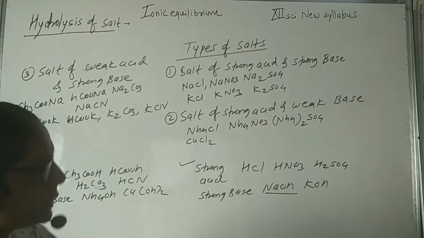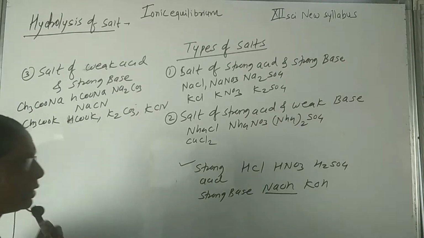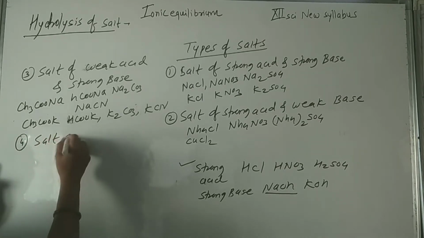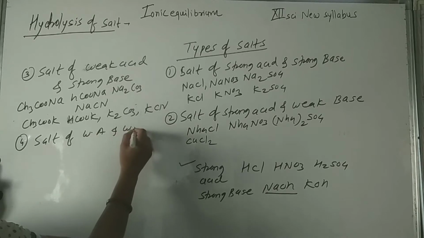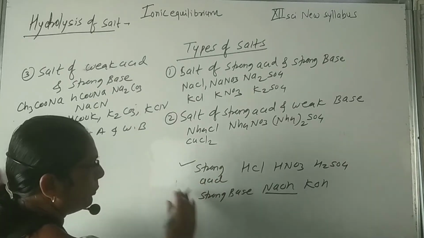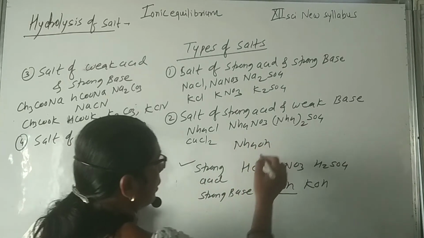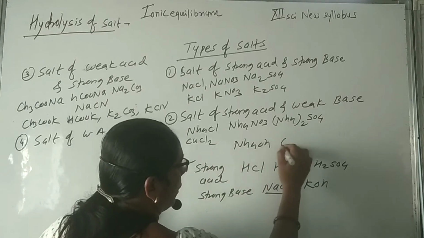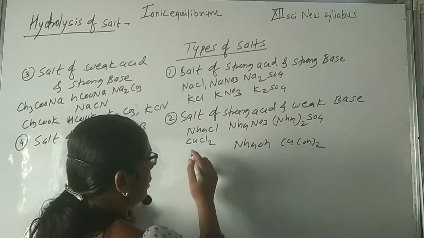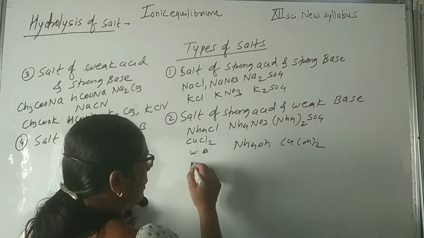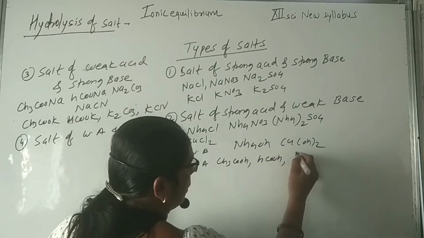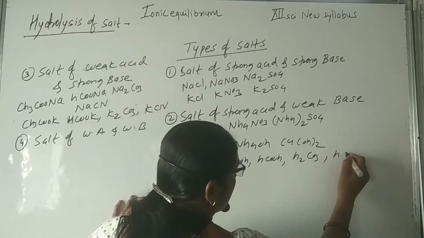And the last one is the example for the weak acid and weak base. When you consider the salt of weak acid and weak base, the weak bases are ammonium hydroxide and copper hydroxide. And we now consider weak acids: acetic acid, formic acid, carbonic acid, and hydrogen cyanide.